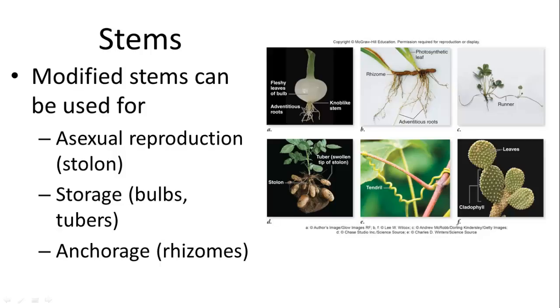Stems can also be modified to have different functions other than just structural support for leaves. They can also be important for asexual reproduction. So stolons are formed from stems. They can be for storage, such as bulbs, and they can also be for anchorage, in which case you would call them rhizomes.